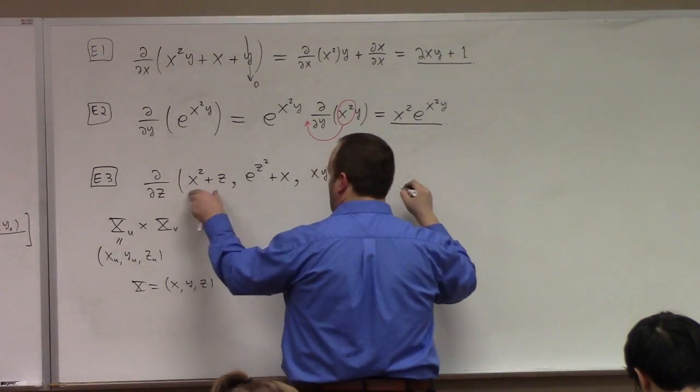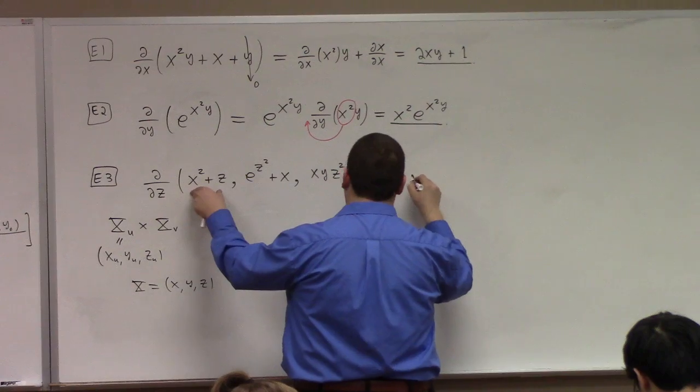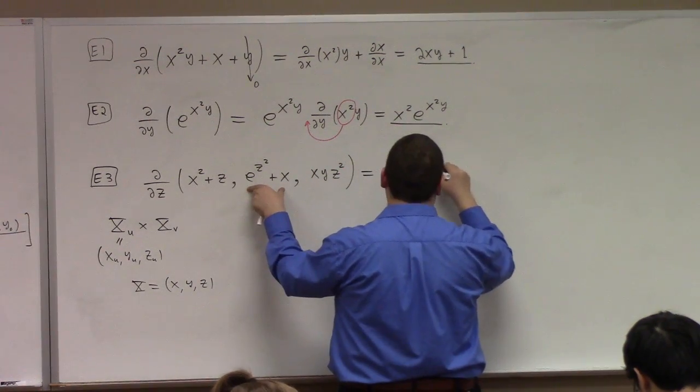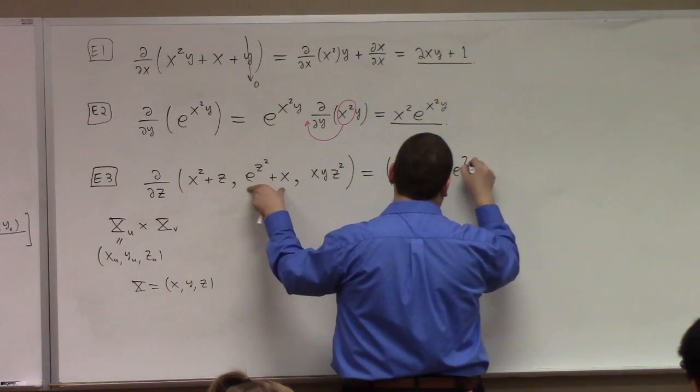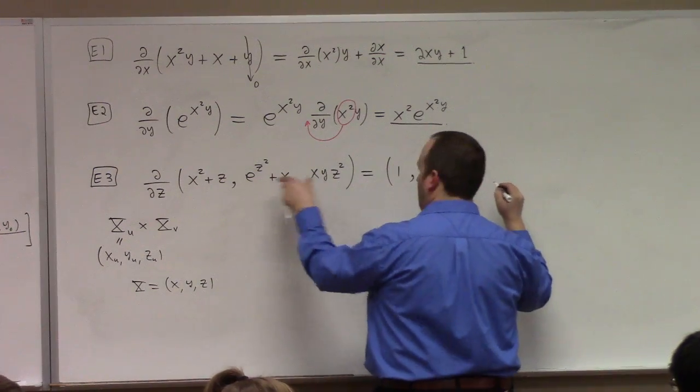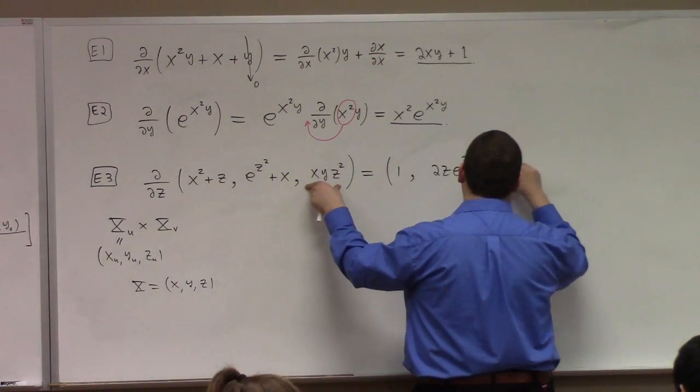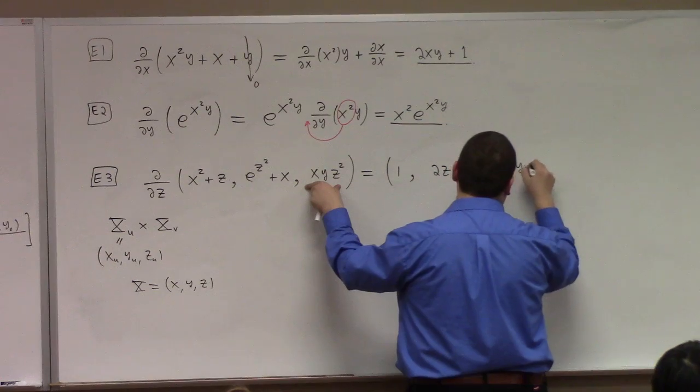So this would give me 1. This gives me 2z e to the z squared. And differentiating that gives me 2xyz.